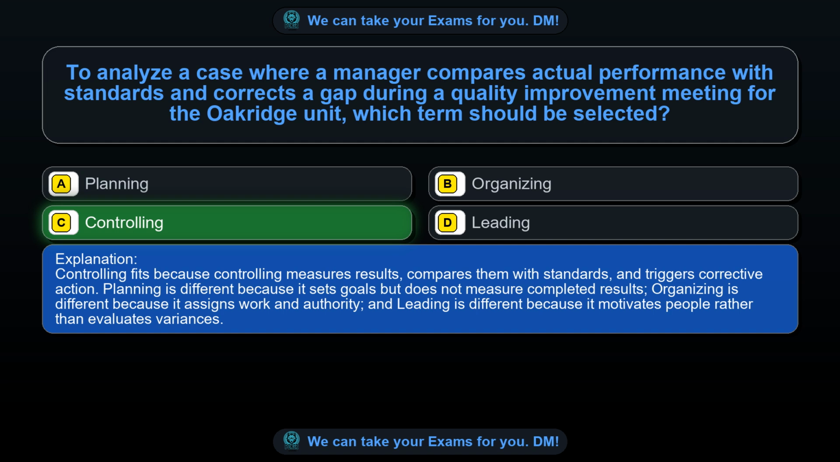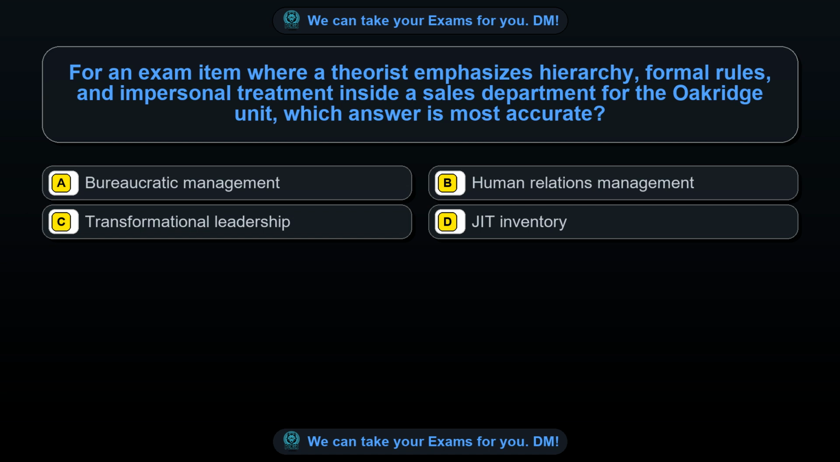Question 56. For an exam item where a theorist emphasizes hierarchy, formal rules, and impersonal treatment inside a sales department for the Oak Ridge unit, which answer is most accurate? Option A, bureaucratic management. Option B, human relations management. Option C, transformational leadership. Option D, JIT inventory. The correct answer is option A, bureaucratic management.